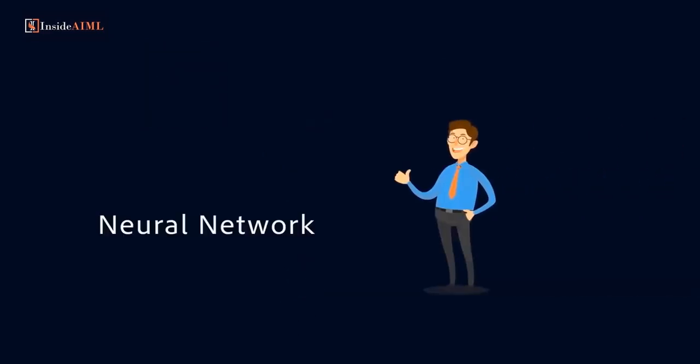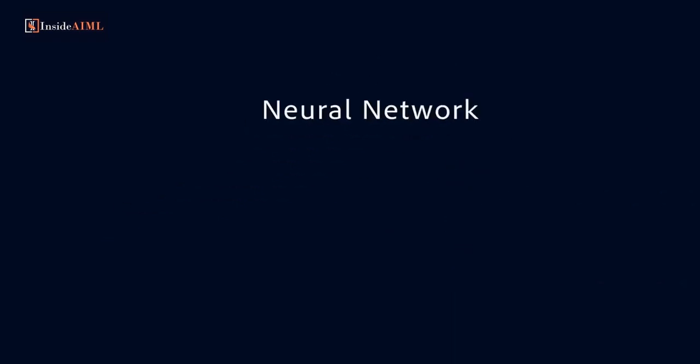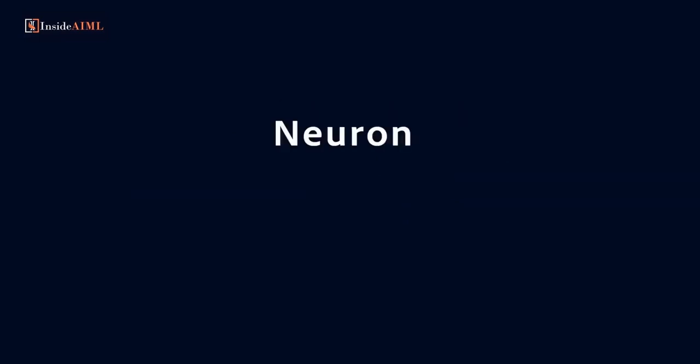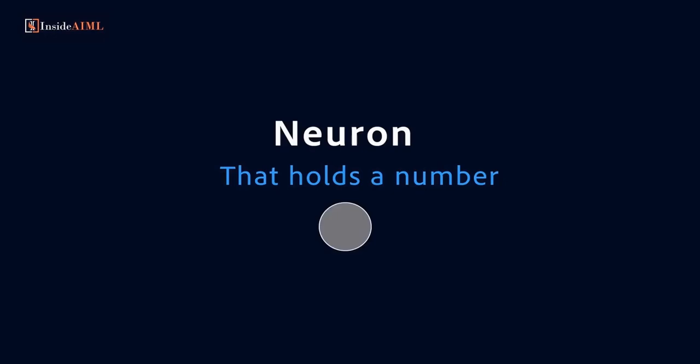As the name suggests, neural networks are inspired by the brain. But let's break that down. What are the neurons? And in what sense are they linked together? By the way, a neuron is a thing that holds a number between 0 and 1.